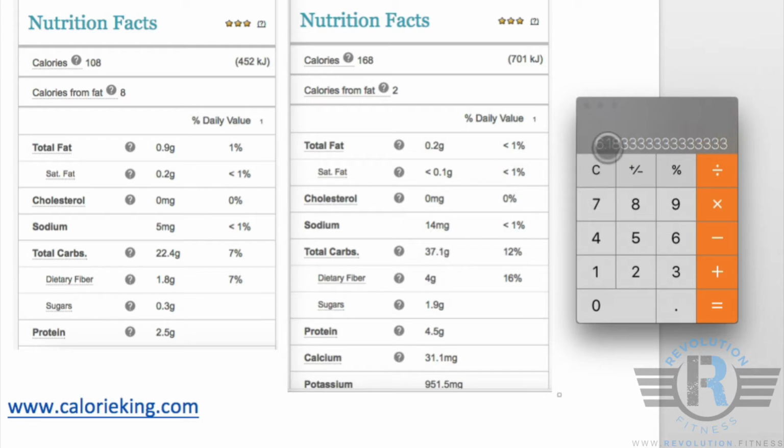But I need more than 6 grams of carbs. I need 22.4. So now I need to figure out from this, how many ounces of potatoes do I need? So I'm going to remember 6.18, and I'm going to clear the calculator, and I'm going to go 22.4 grams, because that's what I need, divided by 6.18. And that means that I would need 3.6 ounces of potatoes to get 22.4 grams of carbohydrates.